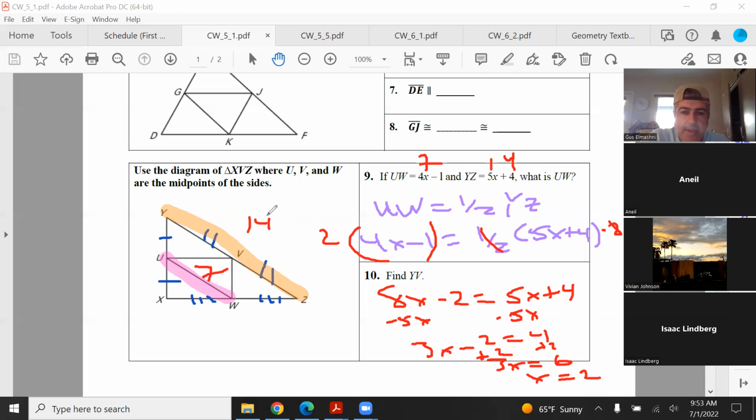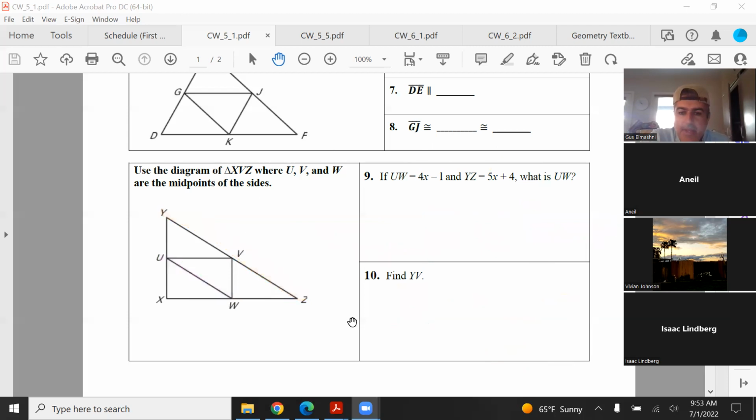Okay, so that's number 9. So yeah, that's the main concept again. It's just when you have a mid segment, meaning it touches the midpoints of 2 other sides, it's going to be half of the bigger side.